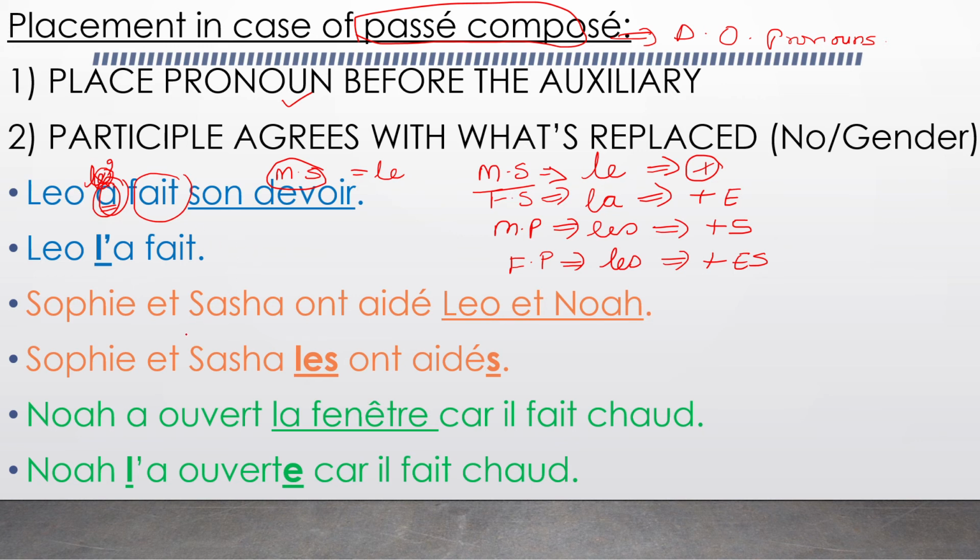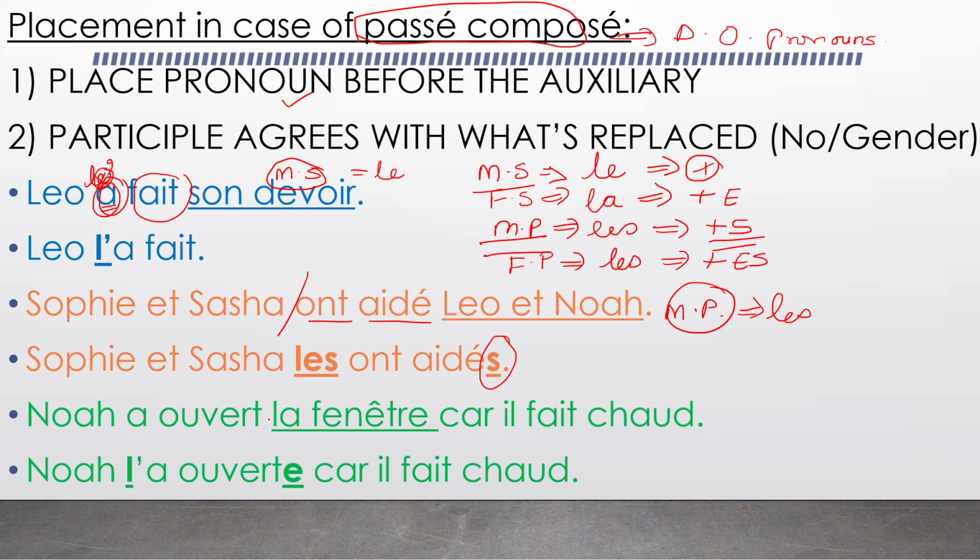Now, next one. Sophie et Sasha ont aidé Leo et Noah. Now, what are you replacing? Leo et Noah as the direct object, which is masculine plural. So, which direct object will you use? Les. Okay, and where do you place it now? Passé composé. This is the auxiliary. This is the participle. You have to place it before the auxiliary. So it becomes Sophie et Sasha les ont aidés. Can you see the extra s that has been attached to the participle? Because this is passé composé and you have replaced the direct object, you have to add an extra s because you have replaced something masculine plural. This is the agreement. Okay.